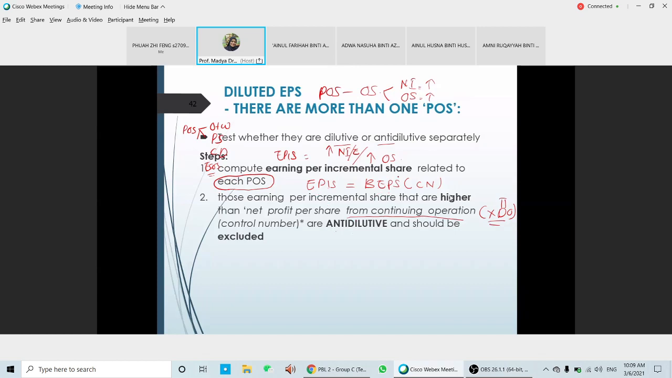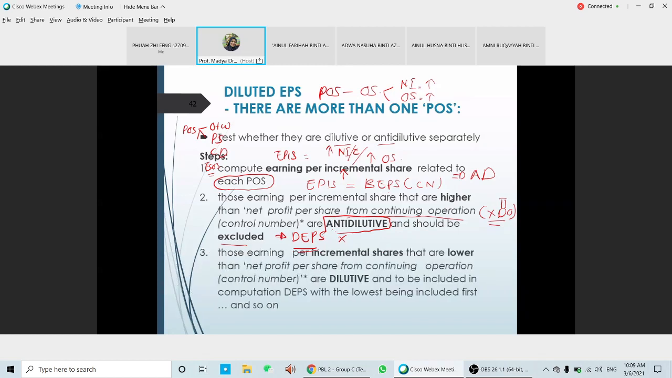If the EPS is higher than the basic earning per share, then it is considered anti-dilutive. Anti-dilutive should be excluded from the calculation of diluted earning per share. You cannot include it in the calculation of diluted earning per share because it is anti-dilutive. Anti-dilutive means that your EPS is higher than the basic earning per share.